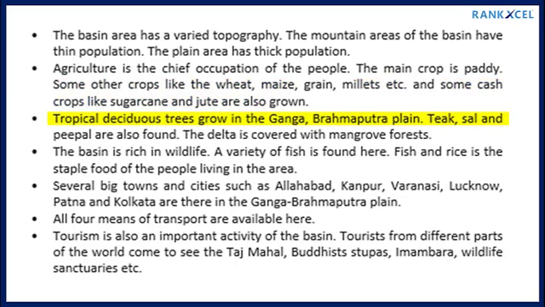Tropical deciduous trees grow in the Ganga-Brahmaputra plain. Teak, Sal trees are also found. The delta is covered with mangrove forests. The basin is rich in wildlife. A variety of fish is found here. Fish and rice is the staple food of the people living in the area.